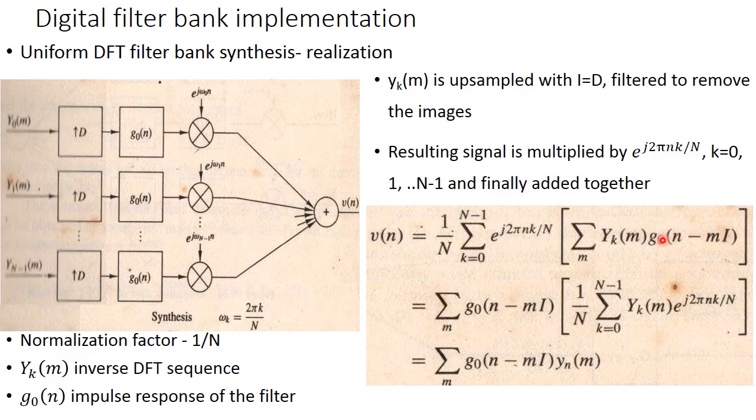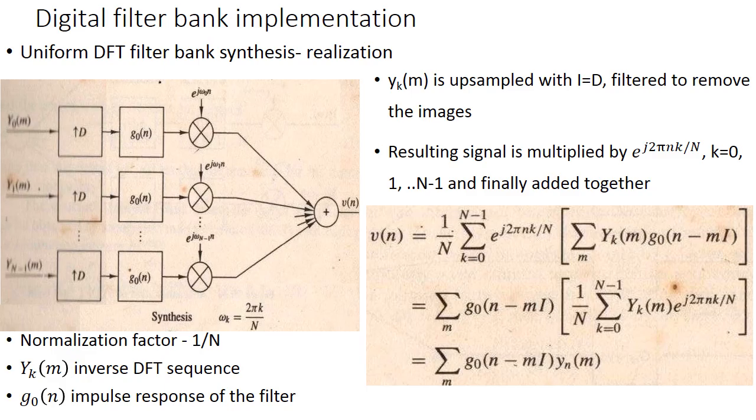By changing the order of the summation, we can take the filter function first, and then we can multiply it by the inverse DFT of the signal. So further, the time domain signal v of n is the multiplication of yn of m, because this refers to the inverse DFT of the Yk, so it's a multiplication of yn of m and the filter function g naught of n minus mI.